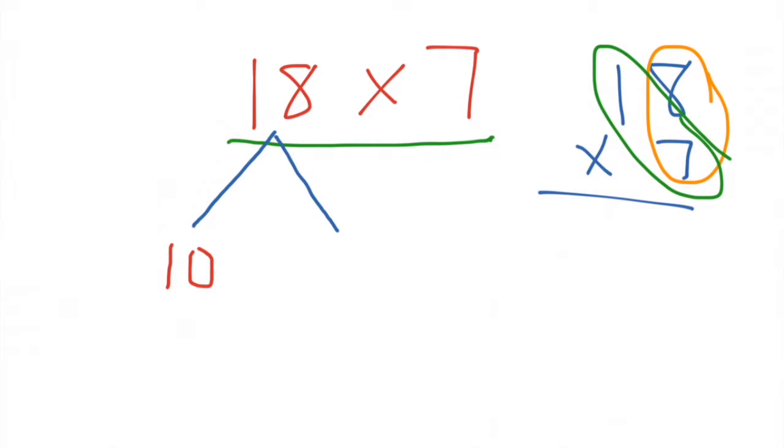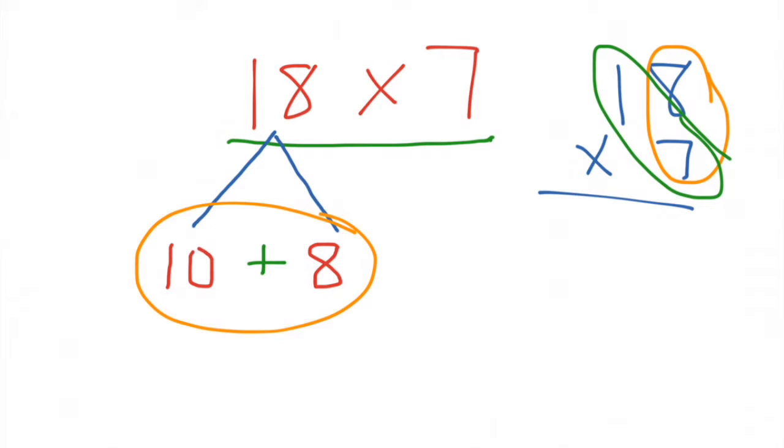And then I think, what else is easy to multiply? Well, I know how to multiply by 8. So 10 plus 8 is exactly the same as 18. You have to make sure whatever you split it up into is the same as the number that you started with. So 10 plus 8 is the same as 18.